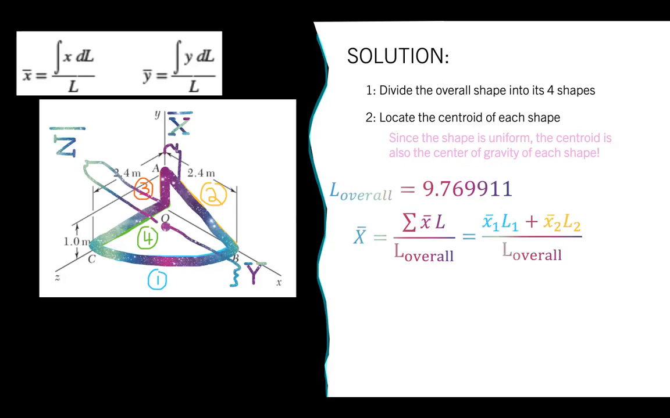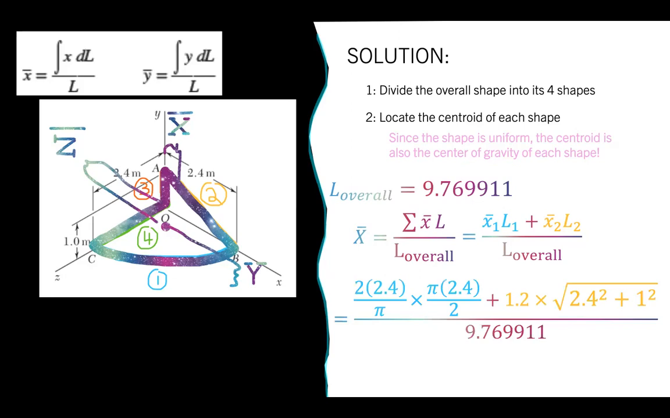Plugging in our knowns, the x centroid is equal to x1 bar times L1 plus x2 bar times L2 over L over all. The reason why we don't have x3 bar and x4 bar, well, we do have those, but those are equal to 0. So those terms both disappear. So plugging in our known values, we have this equation over here. You already saw how we got those sub-equations previously. And then we get the x bar of the total shape is equal to 0.909 meters.